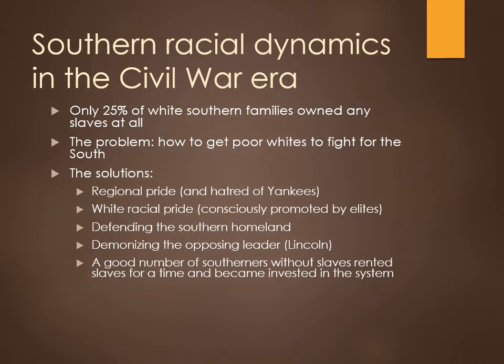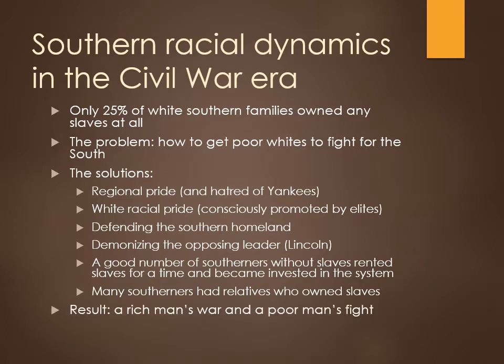It's also worth mentioning, though, that a good number of Southerners without slaves rented slaves for a time, say at harvest time, and became invested in the system. So they bought into it. They were bribed, so to speak, to get behind the system of slavery. And Southerners also had relatives who owned slaves. So there were a number of reasons why these poor whites were convinced to support the Confederacy. But the main reasons were racism, regional pride, and a drummed up hatred of the North.